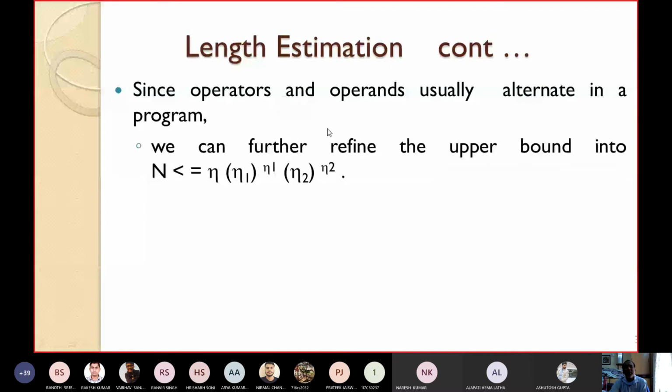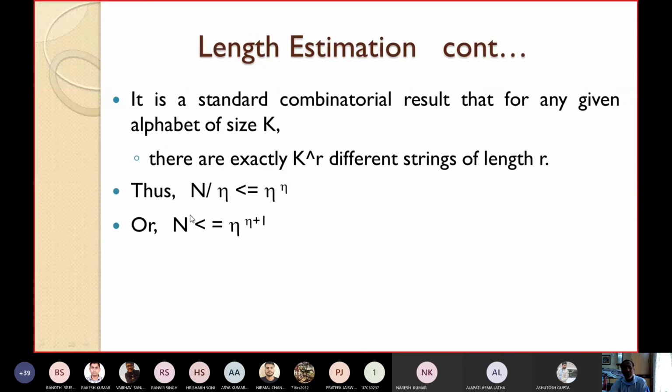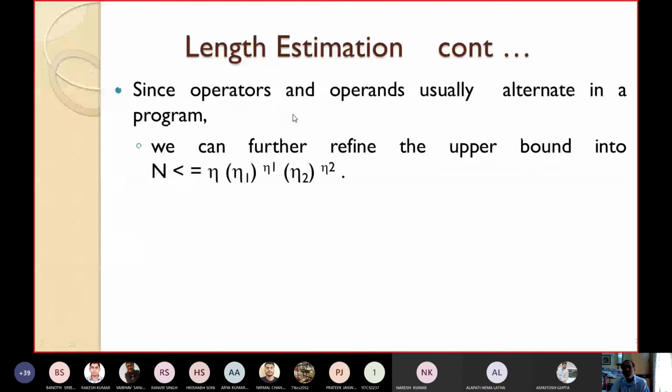Since operators and operands usually alternate in a program, isn't it? Normally after an operator one operand will come, and after one operand another operator will come. So I have told you n is less than or equal to eta to the power eta plus 1, but since operators and operands alternate, we can further refine the upper bound.